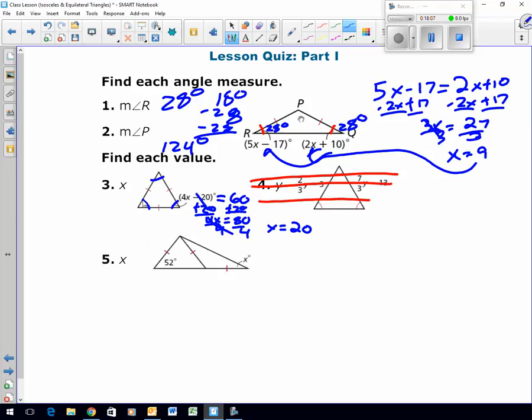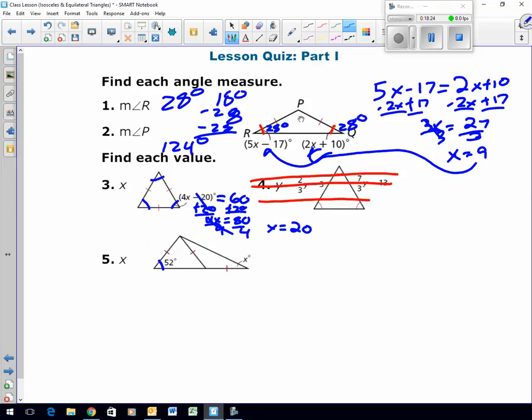Is anybody else from the dog town? Angles opposite the congruent sides are what? This explains a lot to me right now.